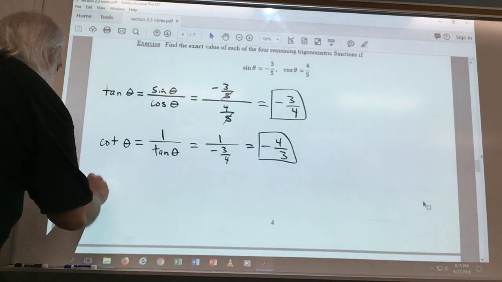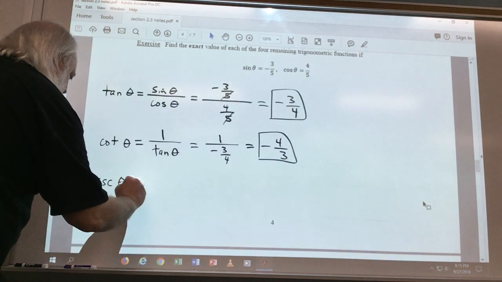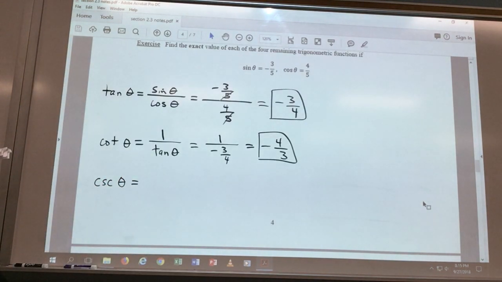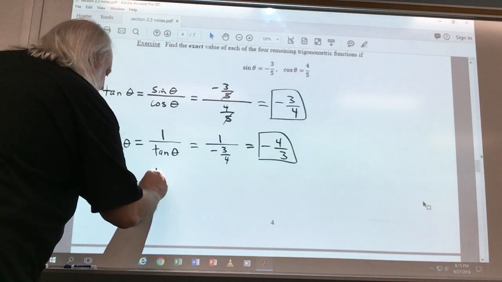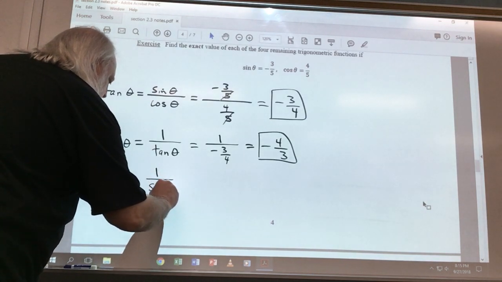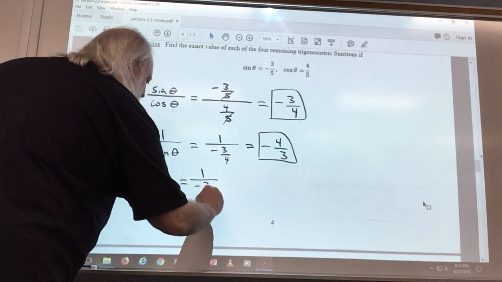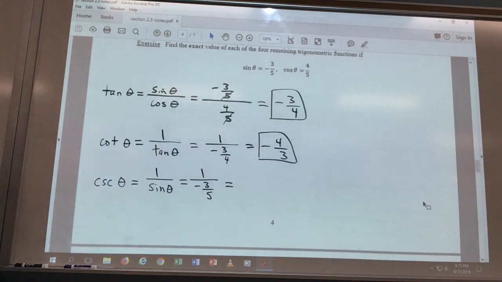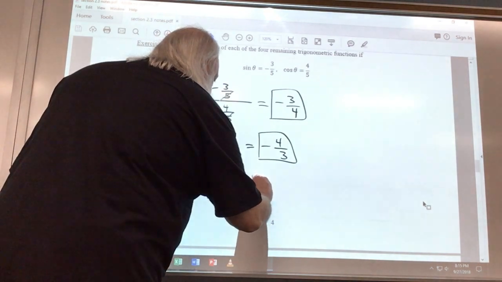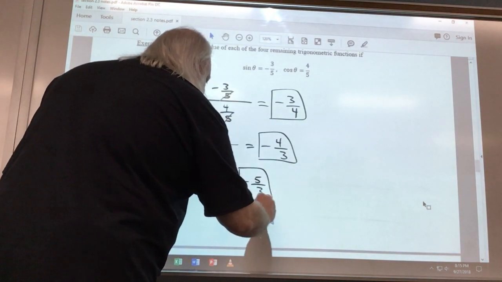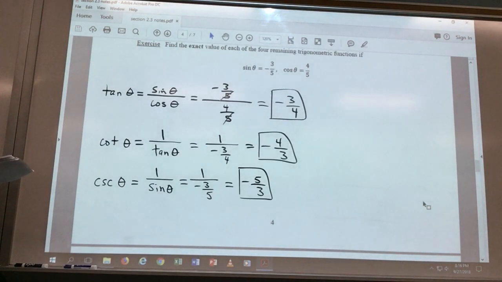Cosecant theta, from the rectangle up above, can be found by cosecant theta is equal to the reciprocal of sine theta. Right, it's 1 over sine theta. What's sine theta in this case? It's minus 3/5. And 1 divided by minus 3/5 is just the reciprocal of minus 3/5, which is minus 5/3. So using the reciprocal identity for cosecant theta, we're immediately able to find the exact value of cosecant theta.